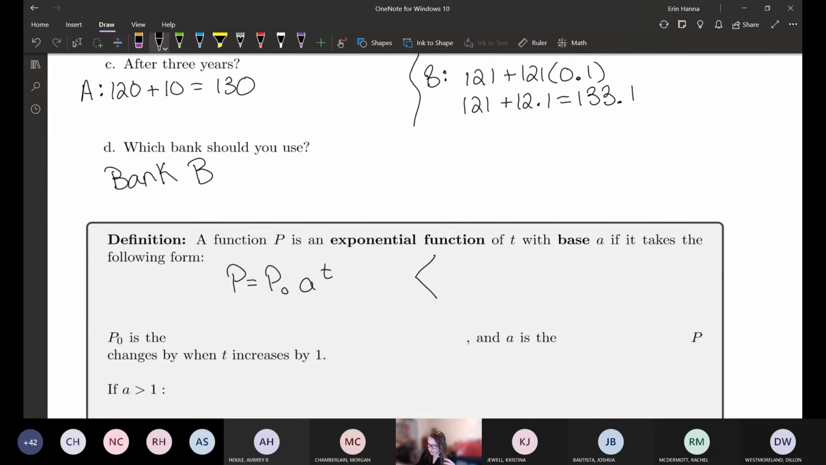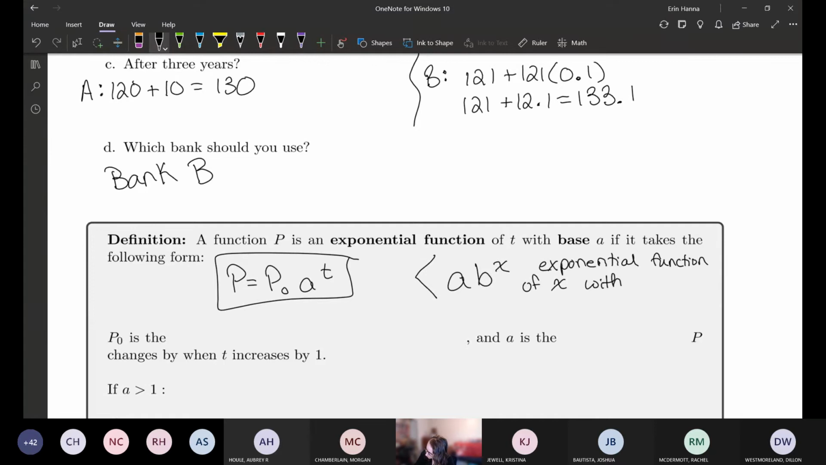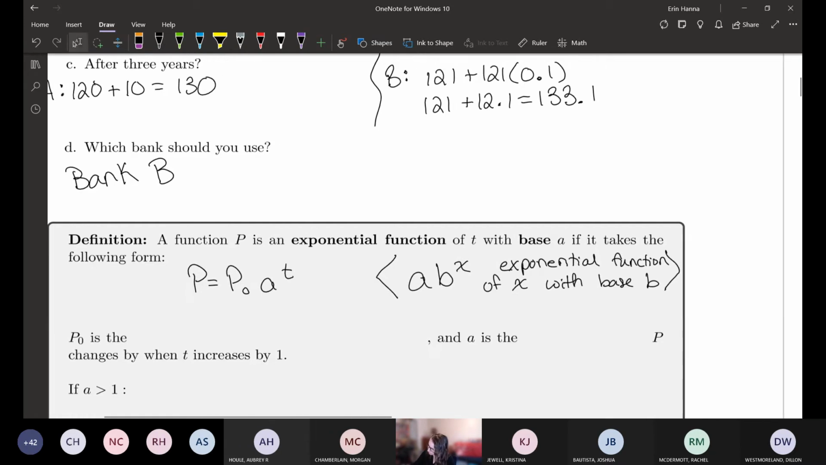Some other forms you might see this in. This is the form that the Hughes-Hallett book uses. If you're using the online book, it will have an a b to the x form. And this would be an exponential function of x with base b. That'll be a tiny bit confusing if you're trying to go between the two books. So the base, just to be clear, the base has the exponent.